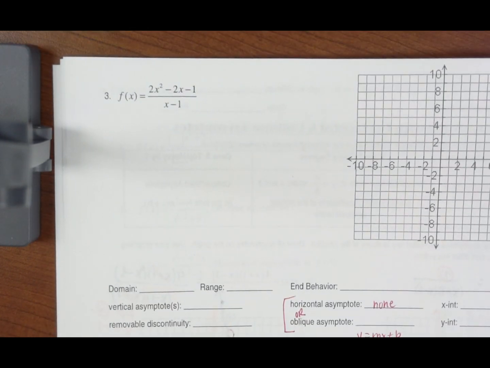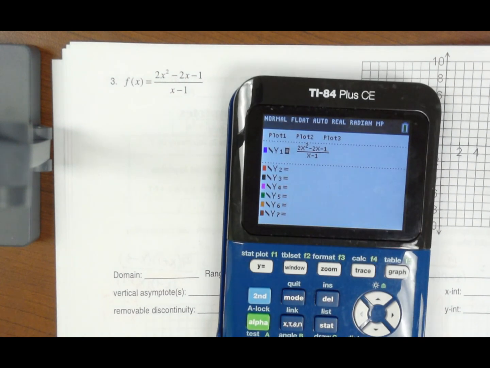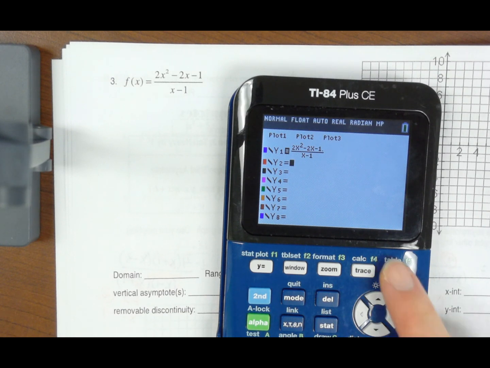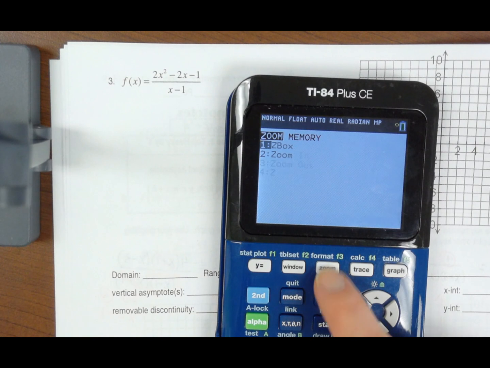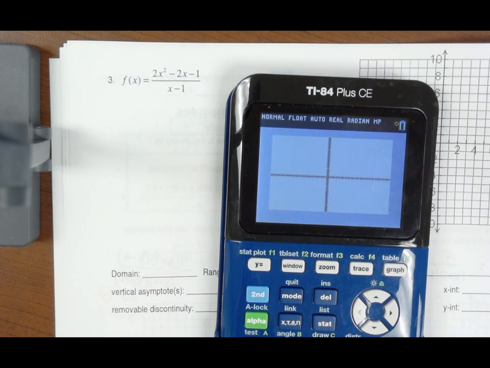In y equals, you want to type in the equation. Make sure you put a decimal point after either the one up top or the one on the bottom. When you graph it, it should look like this. And kind of what you should see is, does it look like there's a vertical asymptote? And if you're not sure, remember, zooming out is always a good thing.